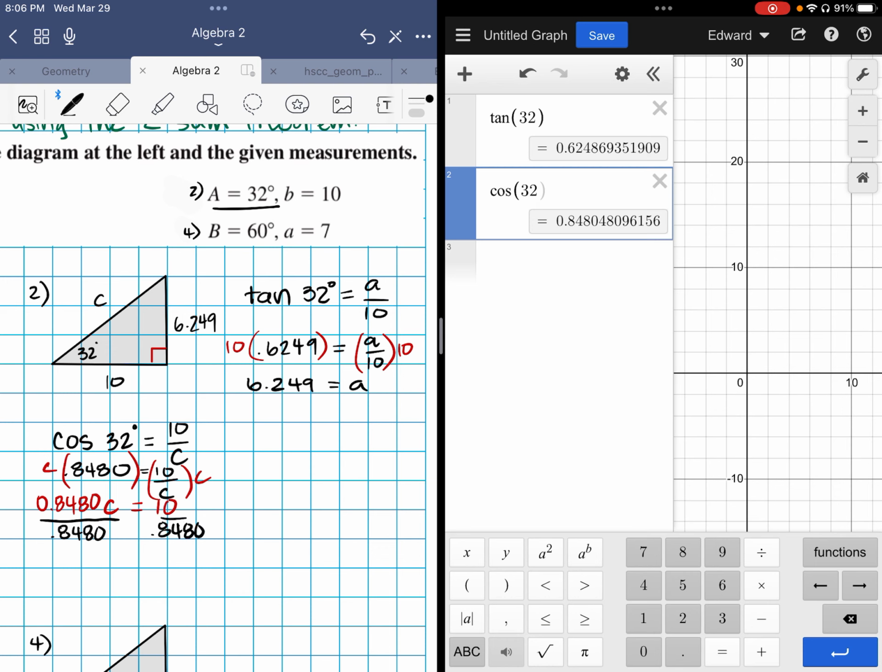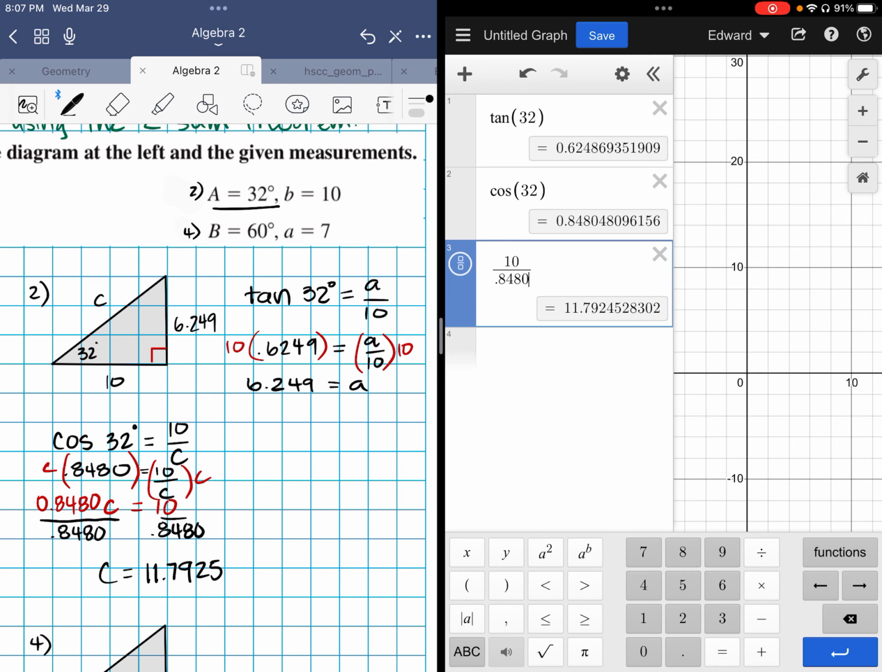I unfortunately, or fortunately, whatever you want to call it, don't know what that is, so I'm going to go to Desmos, and we're just going to type in 10 divided by 0.8480. And this is going to give us 11.7925. We're going to round this one up. So if we want, we can take the C, erase it, we don't need it, and write 11.7925. All right, so we've got all the sides.